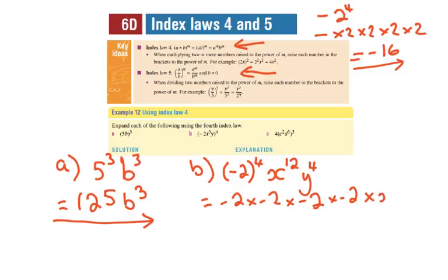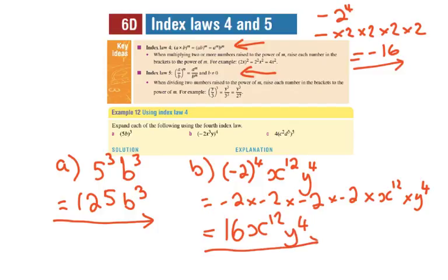And then we've got x to the power of 12 times y to the 4, which we'll just add on at the end. So negative times a negative times a negative times a negative actually becomes a positive. So therefore it's a positive 16, x to the 12, y to the 4. So be mindful of your negatives, put brackets around just to help you remember that it goes with it.